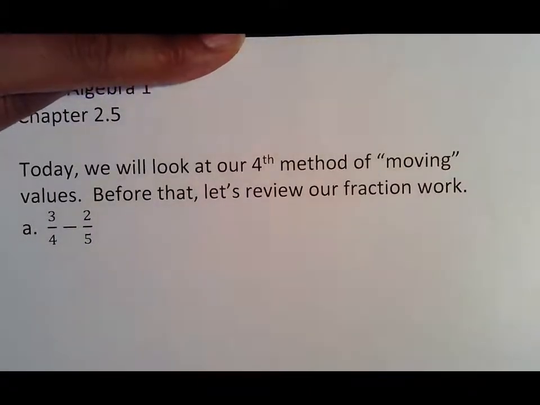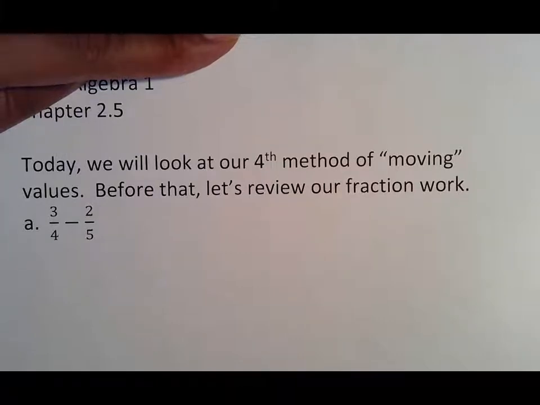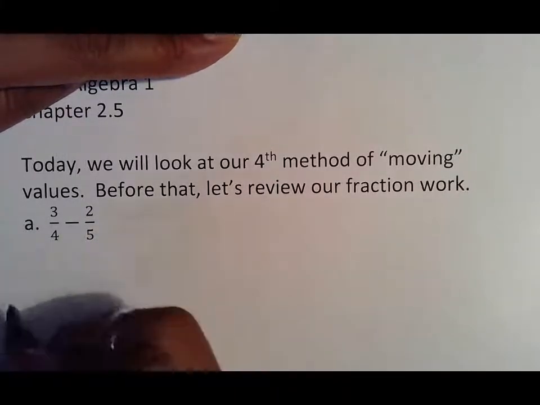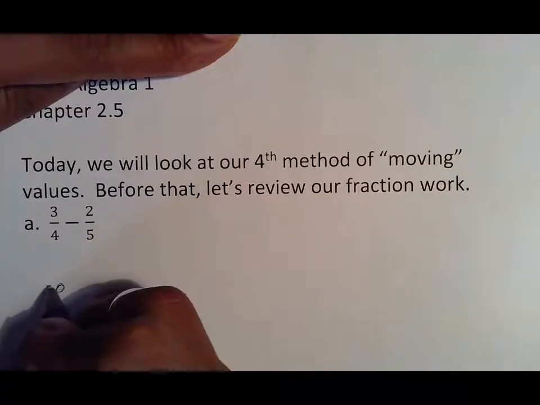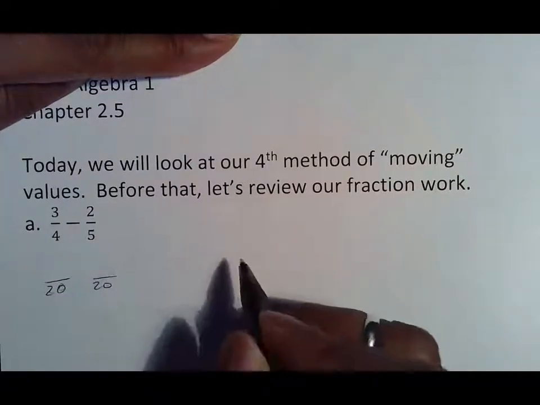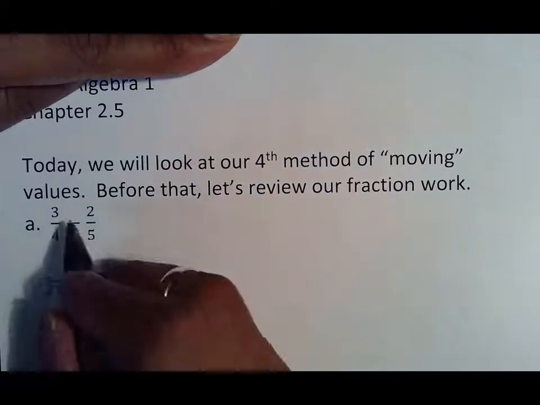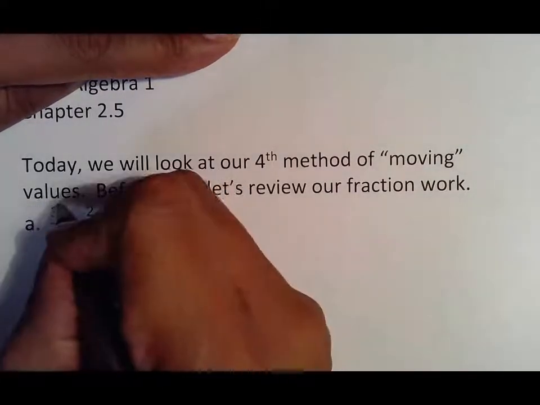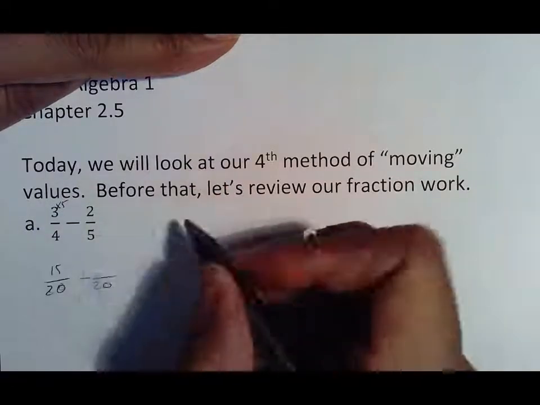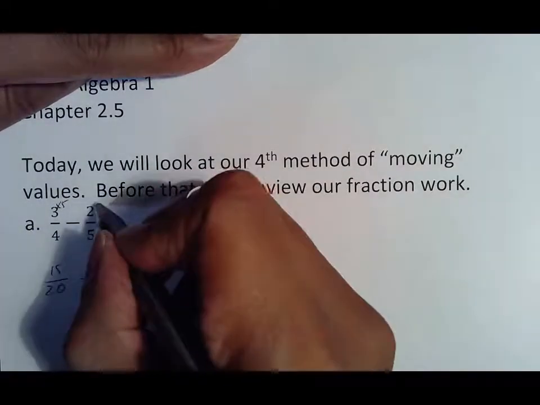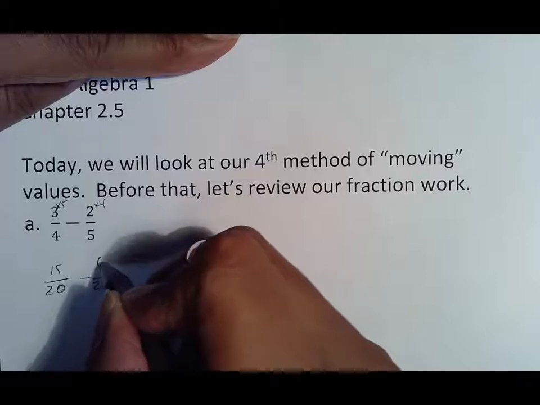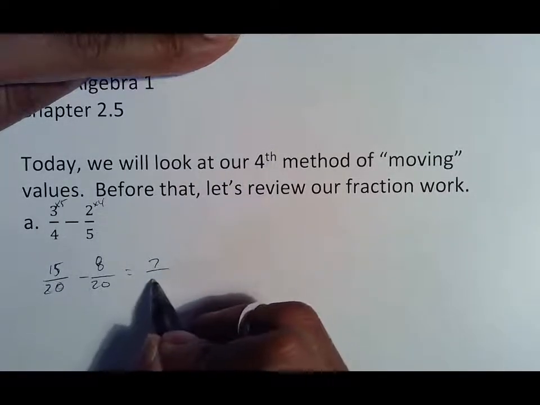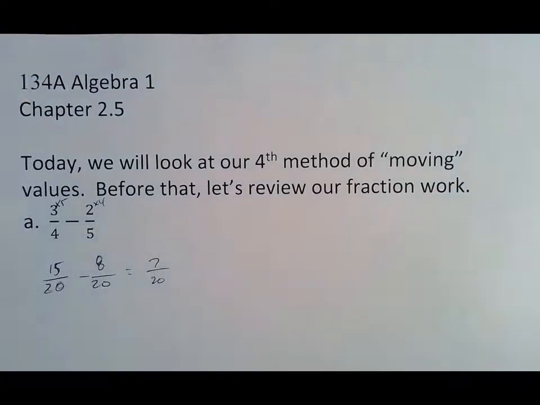And again, I'm going to do it like we would do it for real, which is 4 and 5 meet at 20. Again, you can pause it and verify that for yourself. But once you find that, we rewrite it with 20 there. We copy down the minus sign. 20 divided by 4 is 5, so I multiply this by 5. 20 divided by 5 is 4, which means I multiply this by 4. 15 minus 8 is 7 over 20, which is what we end up with.